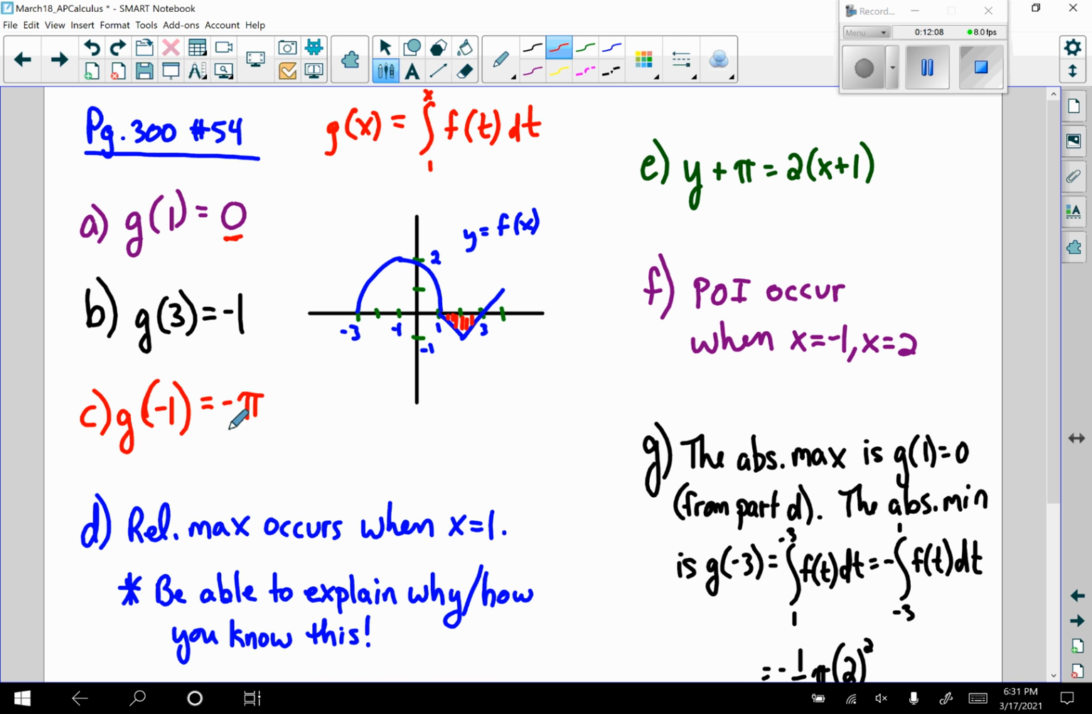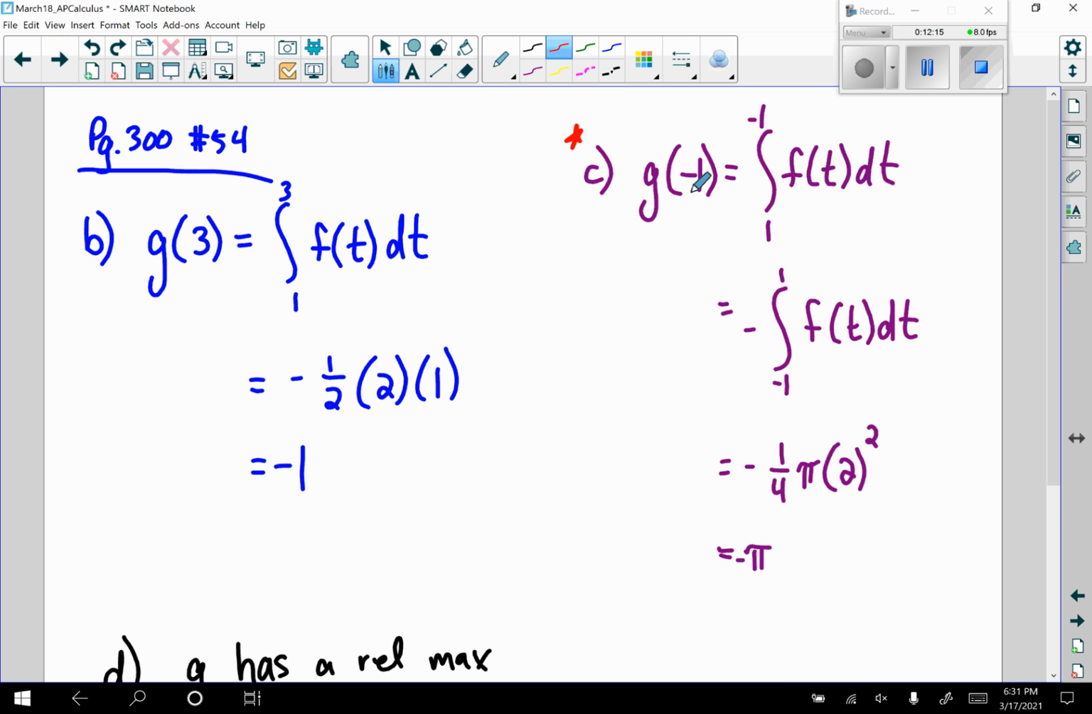For C, g of negative 1, I'm going to go back to the other page, shows it right here. G of negative 1 becomes the integral from 1 to negative 1 of f of t dt. But I need to flip that because I want my numbers to go in order. So if I flip the limits of integration, remember I need to take the opposite there. So now this becomes the opposite of the integral from negative 1 to 1 of f of t dt.